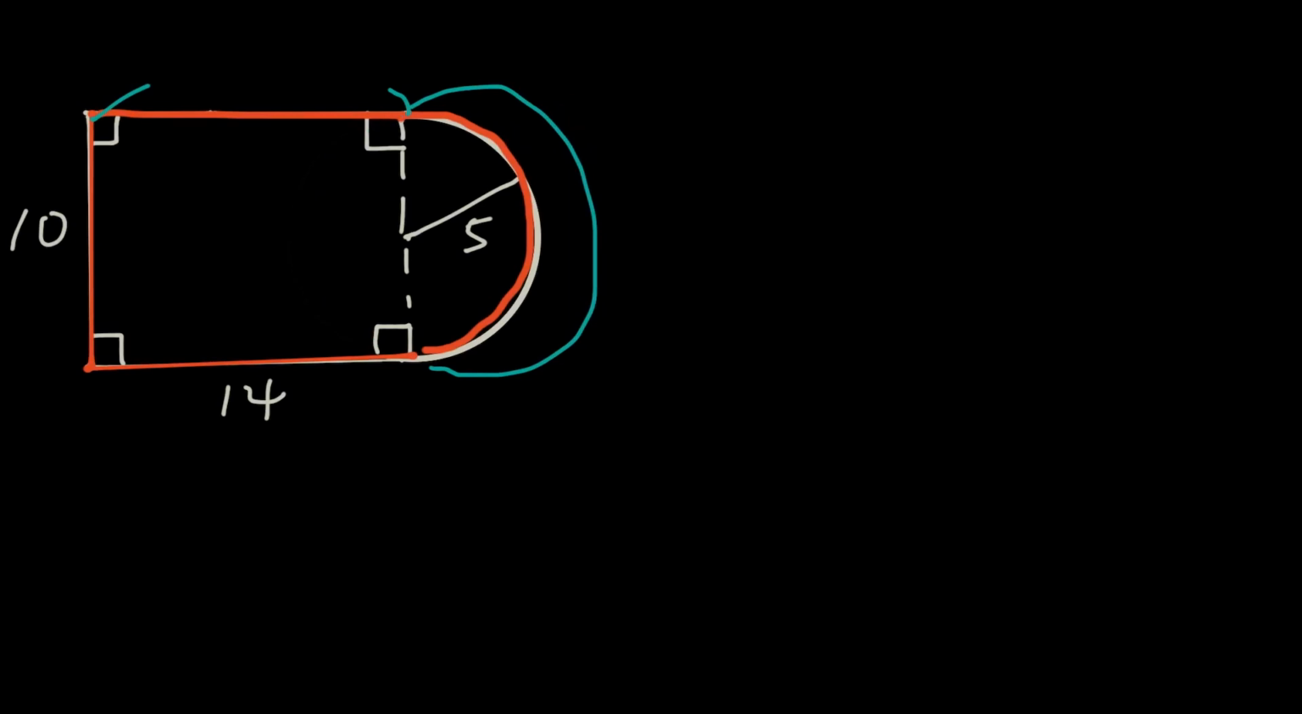Now, what is the length of this side? Since we know the other side was 14, this length must also be 14. Okay, so we got one part of it done. Now we need to find half a circumference of the circle. From this figure, we see that the number 5 is the radius.